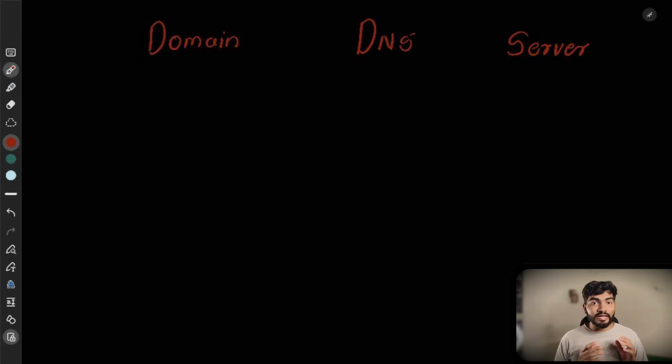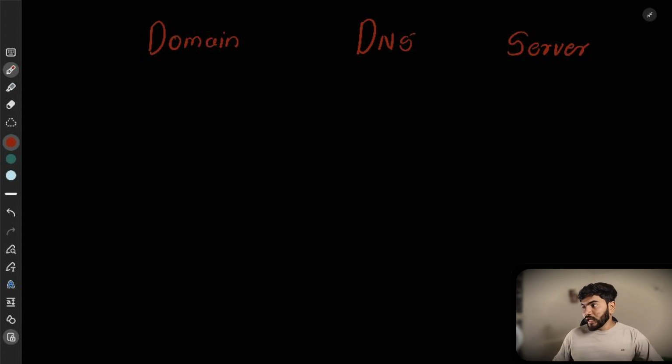So what exactly is a domain? Whenever you access any website, you go to some URL. In that particular URL, you can see the domain name of the website. So let's say you want to access Google's website. What you type in the browser is google.com. So that's the domain name.